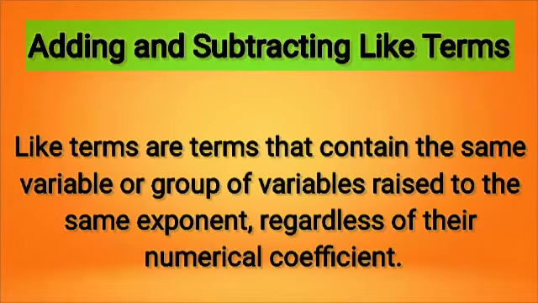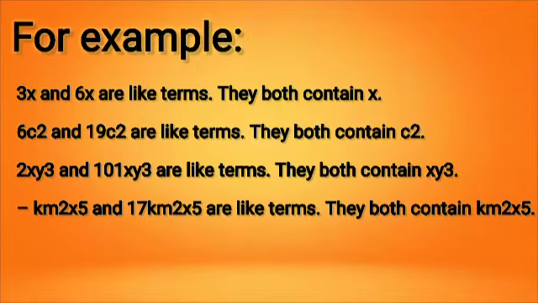Let us learn the adding and subtracting of like terms. So what are like terms? Like terms are terms that contain the same variable or group of variables raised to the same exponent, regardless of their numerical coefficient. For example, 3x and 6x are like terms. They both contain x. 6c square and 19c square are like terms. They both contain c square.